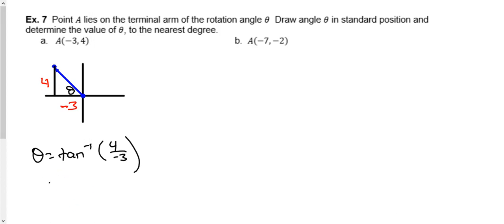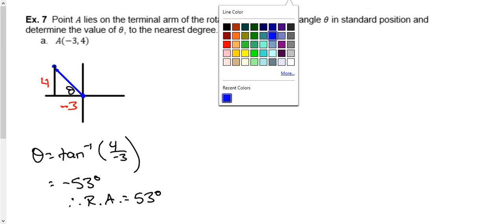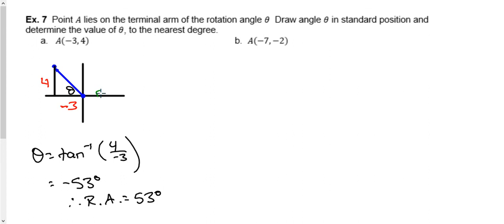So here I can write down this equals -53 degrees, but really, therefore, our reference angle is equal to 53 degrees, because a reference angle is always between 0 and 90 and it can never be negative. So our reference angle is going to be 53 degrees. So in standard position, I'm asking you to find what is this, starting from your initial to your terminal arm?